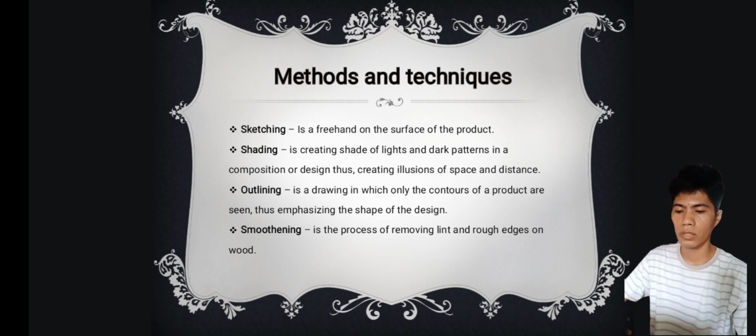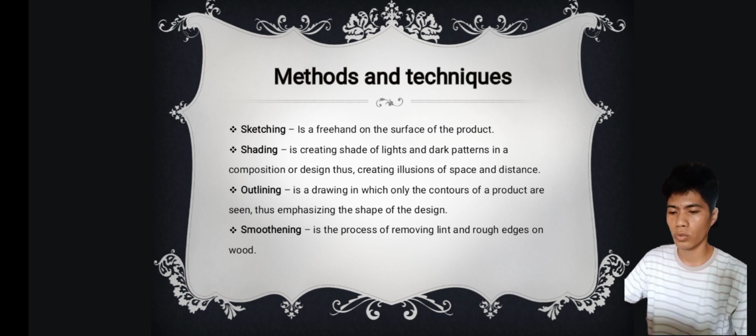Then last one, the smoothing is the process of removing lint and rugged edges on wood. So katong mga hugaw-hugaw mo siya mga smoothing para maning process para tanggalon tong mga kuan, di ba? Muna mga methods para limpyo tanawan nimo mga products dapat.